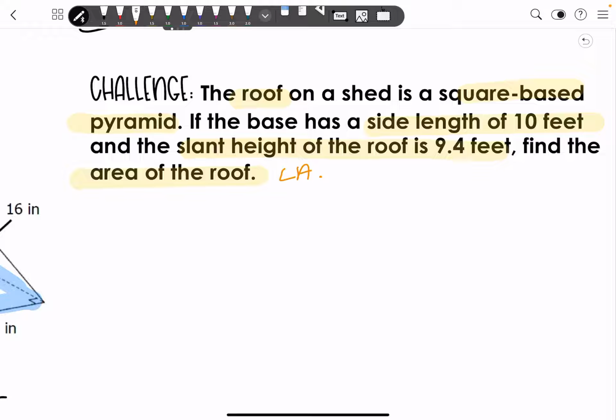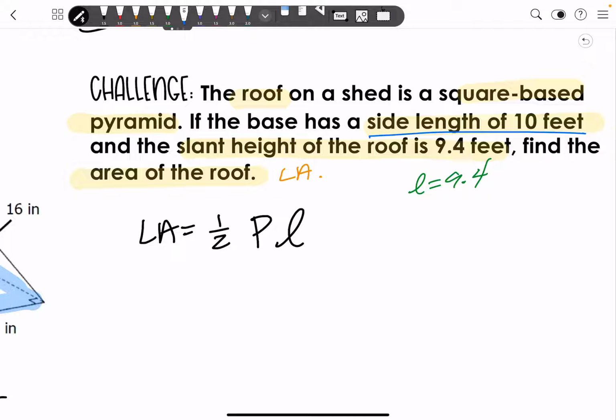So let's use our formula for lateral area. We've got 1/2 times the perimeter of the base times the slant height. They told us that the slant height was 9.4. And I think you can figure out that your perimeter is going to be 40 feet. So go ahead and plug that into your calculator and figure out what that lateral area is. You are going to end up getting an integer.